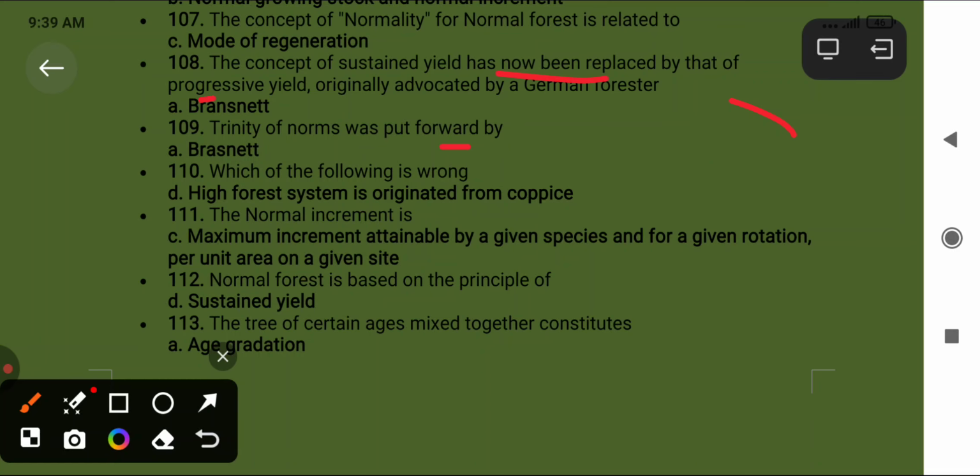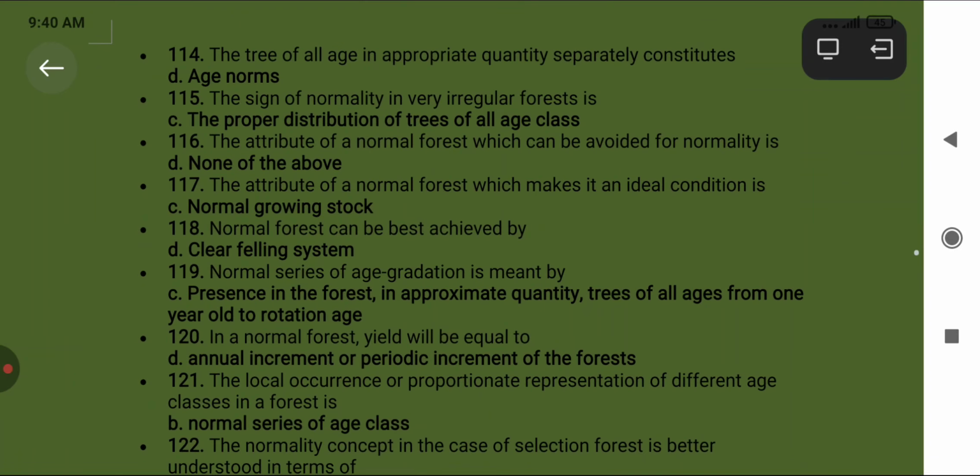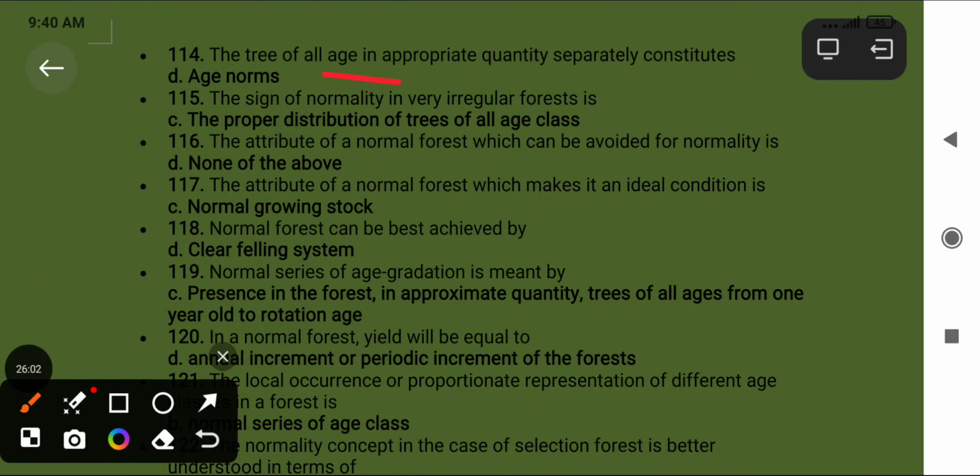Which of the following is wrong? High forest system is one wrong. The normal increment is the maximum increment attained by a given specific species for a given rotation and per unit area on a given site. Normal forest is based on the principle of sustained yield. The trees of certain age mixed together constitute gradation, and the trees of all ages in appropriate quantity separately constitute norms. The sign of normality in a very regular forest is the proper distribution of trees of all age classes.